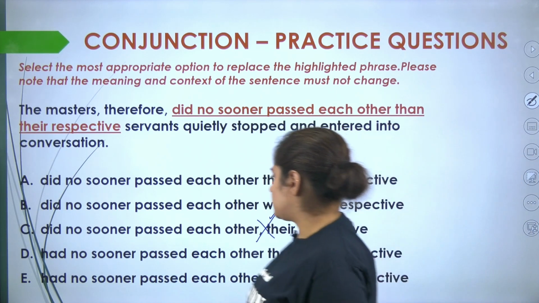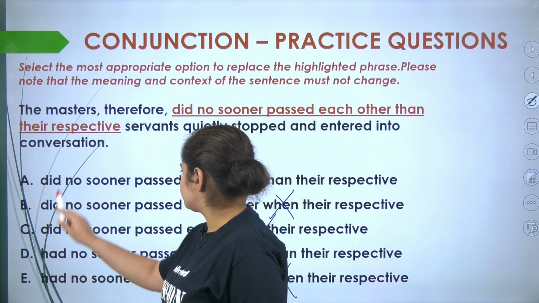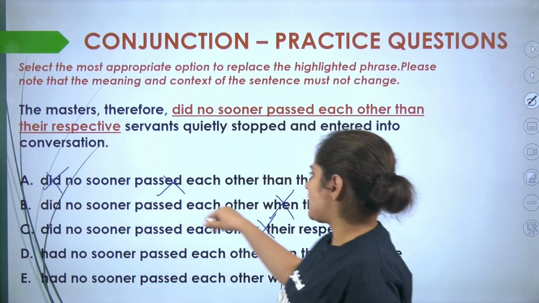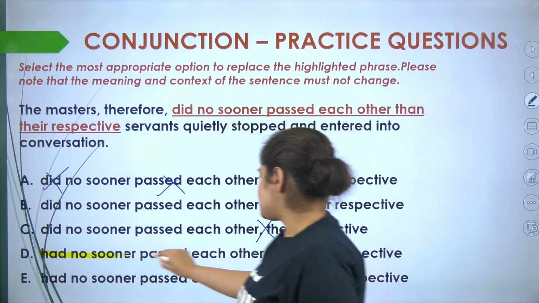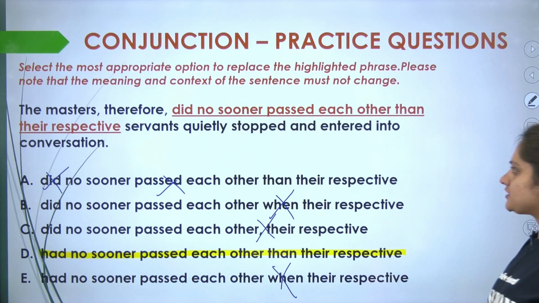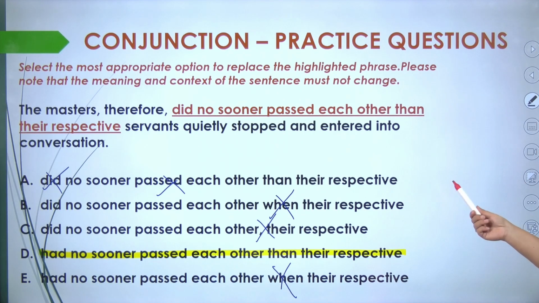What can come? So the masters therefore had or did. Did no sooner. Now, with "did" you use the present tense, the base form of the verb. So here you can cancel this also, "did", because past cannot be used then. Okay, so had no sooner passed each other than their respective servants. So we are cancelling option number 1 as well. Now I'll just show you 5 more sentences and then I think you'll be able to manage this topic.